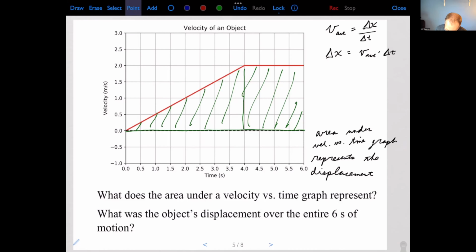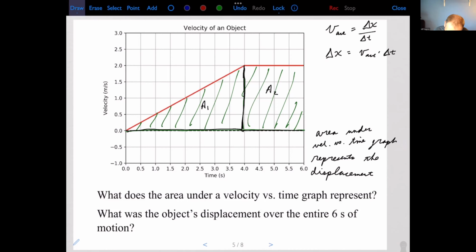So what I want to answer in the second part is, what is the object's displacement over the entire 6 seconds? Well, the way to figure this out is, let me break this up into 2 objects that I know. I basically have a triangle here. So this first part is just a triangle. I'm going to call that A1, area 1. And then I have this rectangle, which we just talked about a little bit. So the rectangle, I'll call that A2. And if I can compute A1 and then compute A2, by using known geometric formulas, then I can add them together, and that must be the area underneath the entire velocity versus time graph, which is going to be the displacement.